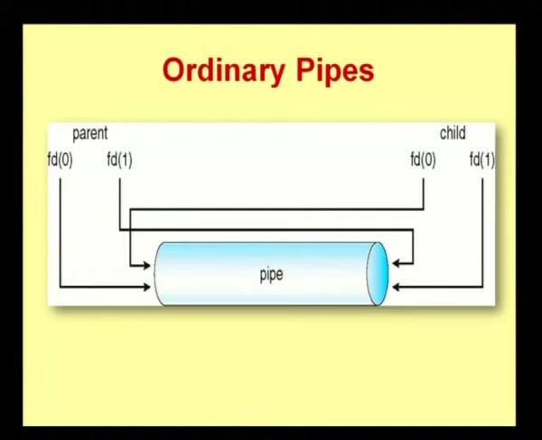But the thing is, it is only unidirectional. It is not bidirectional as far as an ordinary pipe is concerned, whereas a named pipe is bidirectional. A named pipe is a powerful tool where you give certain names for both the pipes, for both the processes.